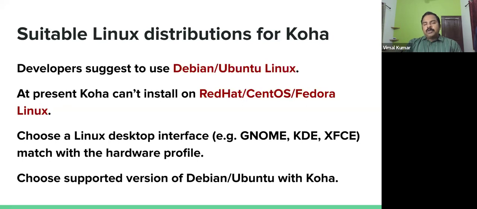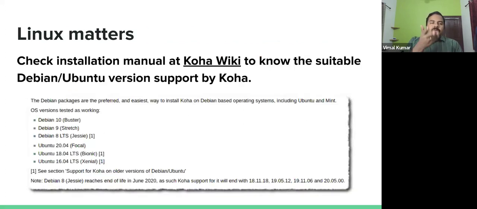And then choose a supported version of Debian and Ubuntu. That means in the installation manual, they will mention that the latest version of Koha works with a particular version of Debian and Ubuntu. We choose only that version. Otherwise, it is very difficult to run the latest version of Koha on an old version of Debian and Ubuntu. They mention the supported editions of Debian and Ubuntu.